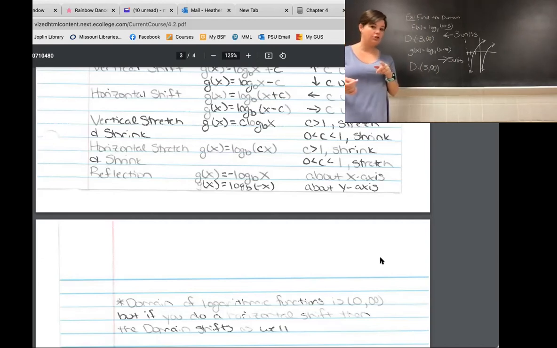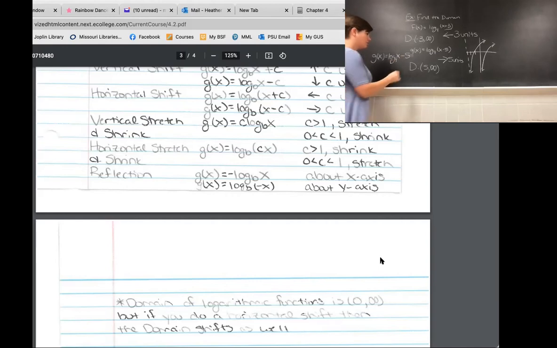Now, word of caution, make sure it's a horizontal shift. If it gives you g of x equals log base 4 of x and then minus 5, like this, and it doesn't have that in parentheses, then that's not a horizontal shift.